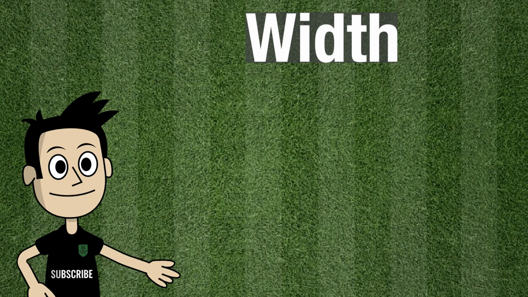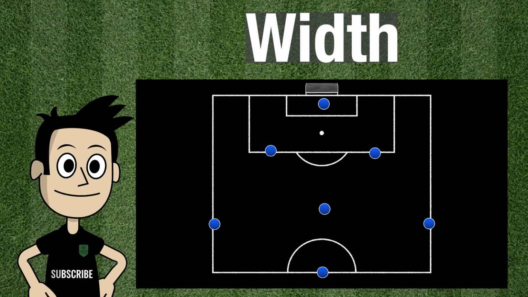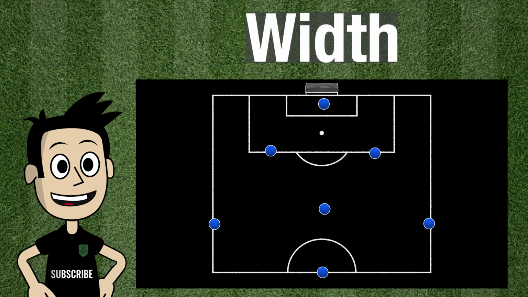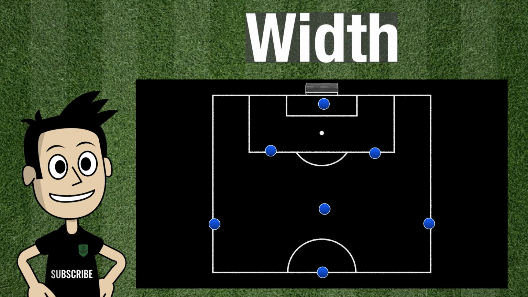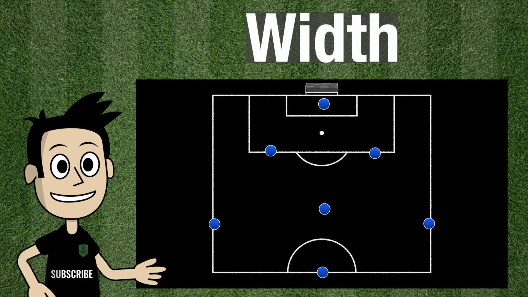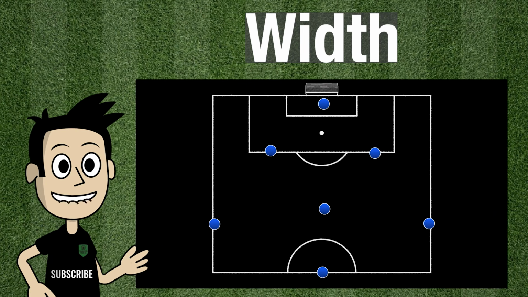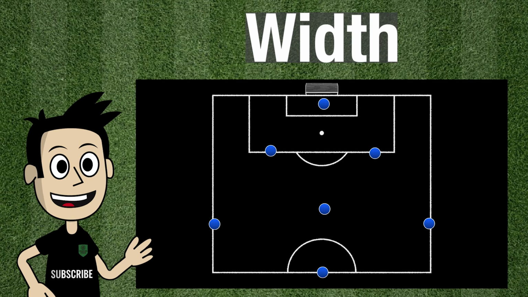What is width? Width means using the full size of the pitch when your team is in possession. And at its core, width is about one thing: creating space. When players stay wide, defenders are forced to spread out. And when the defense stretches, gaps appear in the middle. Those gaps are where penetration becomes possible, whether that's a dribble, a pass, or a run.